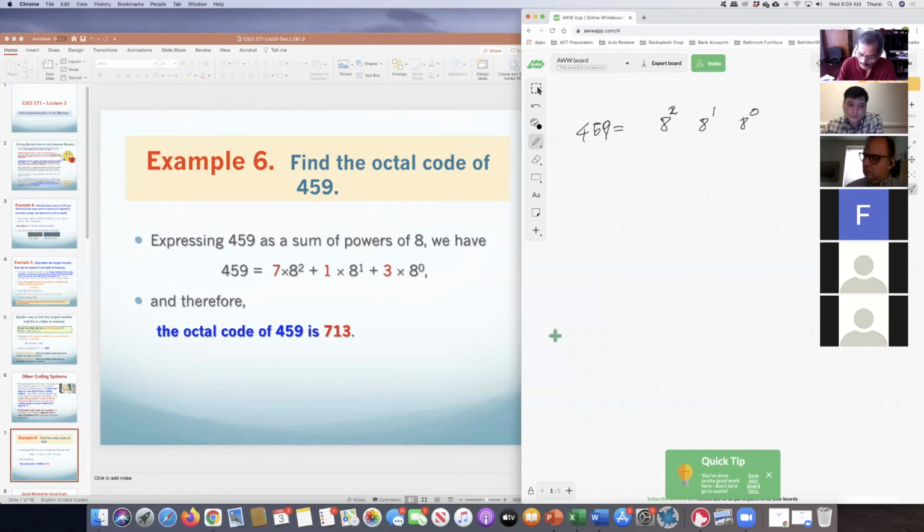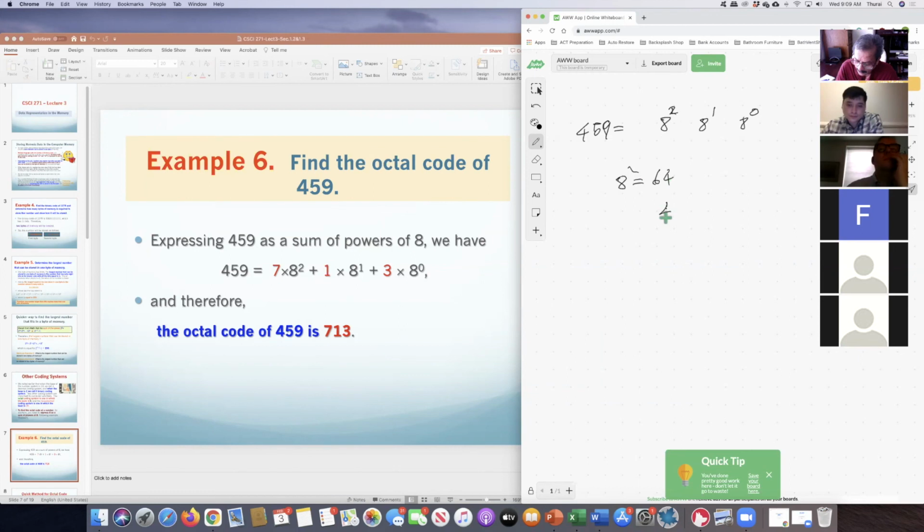So I need to figure out what number will go in front of 8 to the 2. Now, in the case of binary code, it's always 1 for the largest power. It's always 1. But here, the number in front of 8 to the 2 can be anything less than 8. I had to figure it out. So 8 to the 2 is equal to 64. So I need to decide what number will go in front of it.